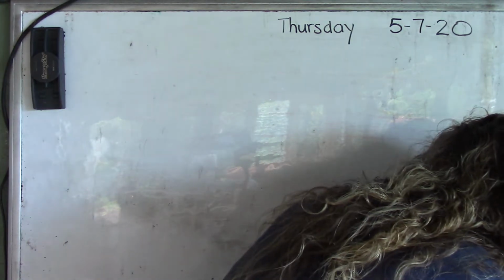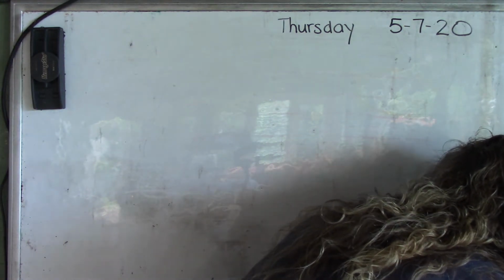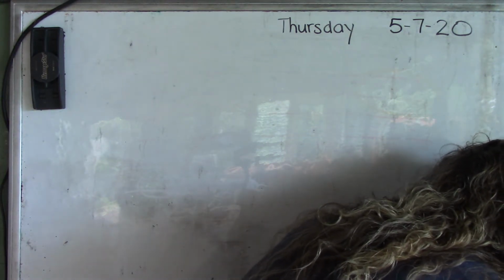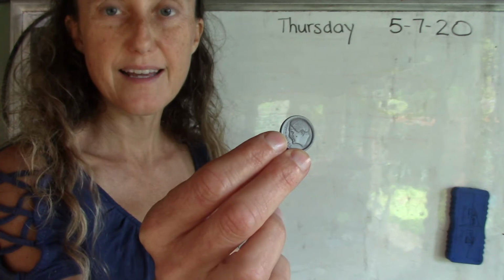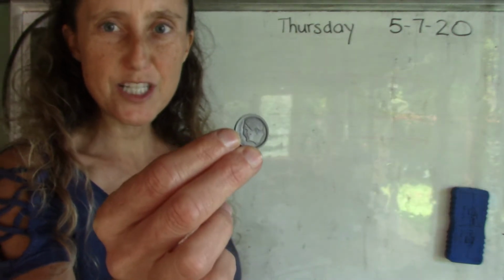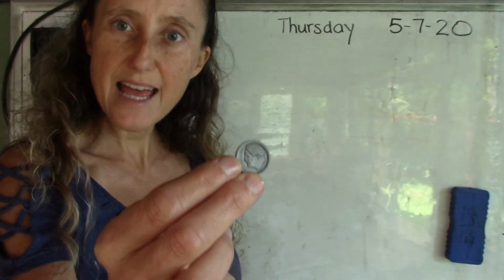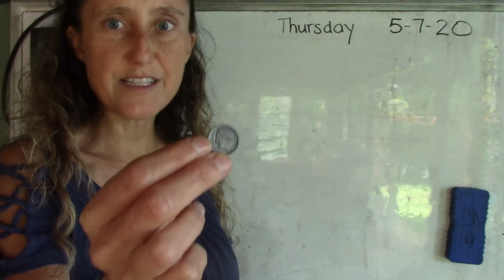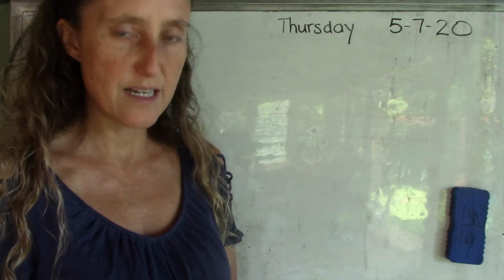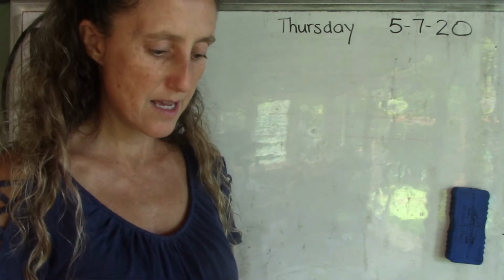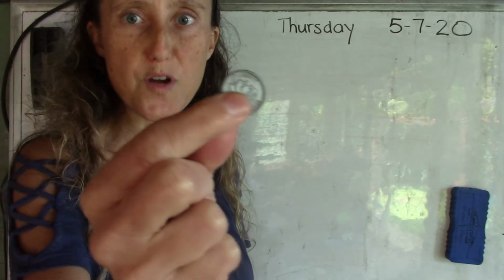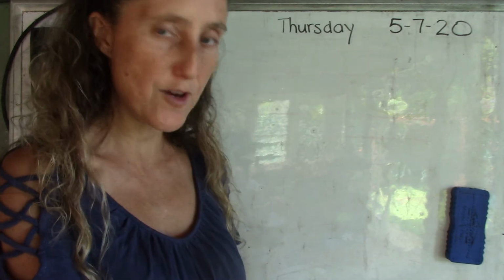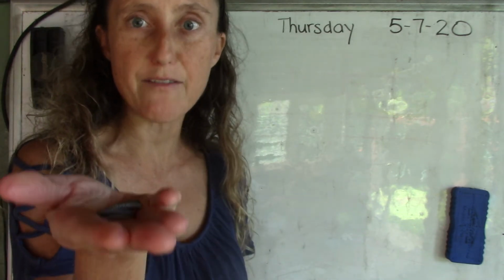Okay, now we're going to get out some money. What is this? It's a dime. How much are dimes worth? 10. So let's count the dimes I have. Let's count by tens. 10, 20, 30, 40. Right? I have 40 cents worth of dimes because I have 4 dimes.